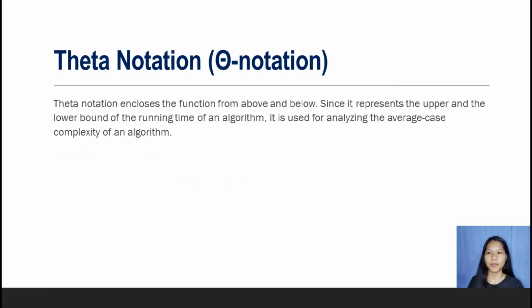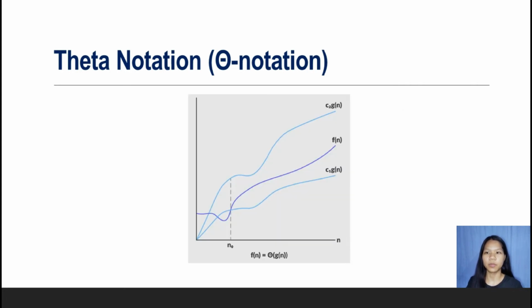Theta notation. Theta notation encloses the function from above and below. Since it represents the upper and lower bound of the running time of an algorithm, it is used for analyzing the average case complexity of an algorithm. When we use big theta notation, we're saying that we have an asymptotically tight bound on the running time. Asymptotically because it matters for only large values of n. Tight bound because we've nailed the running time to within a constant factor above and below.